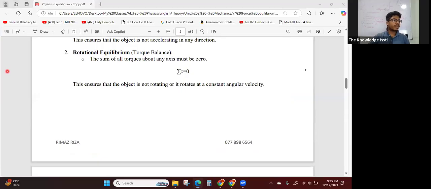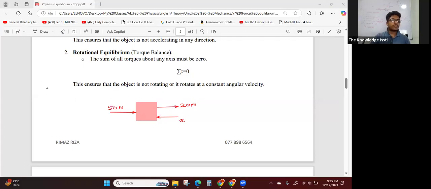Now, for example, let's say there is an object, and let's say on this side there is some force, and here is a force. Let's say this is 20 Newton, and this is X, and this is 50 Newton.